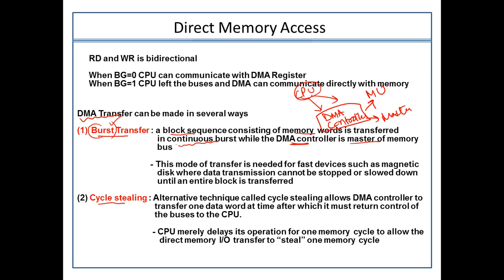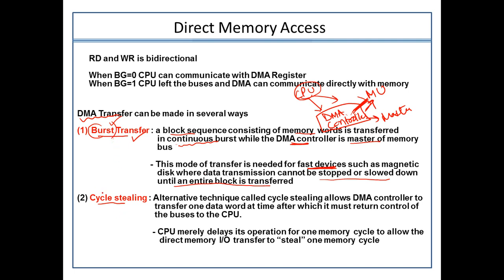If the data is being accessed through the burst transfer mode, then the data will be accessed in a continuous manner from the main memory. Usually burst transfer is used for devices which are very fast, such as magnetic disks, where the data transmission cannot be stopped or slowed down until the entire block is transmitted. In that case we prefer the burst transfer.